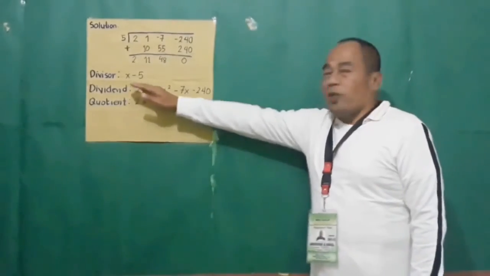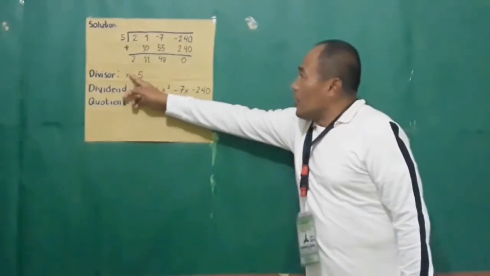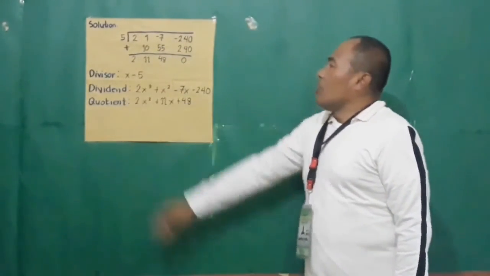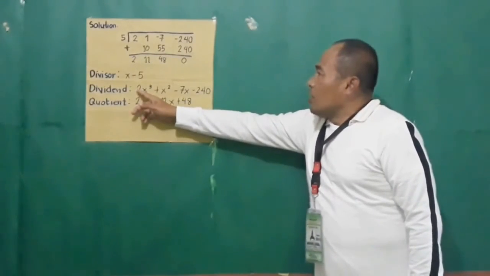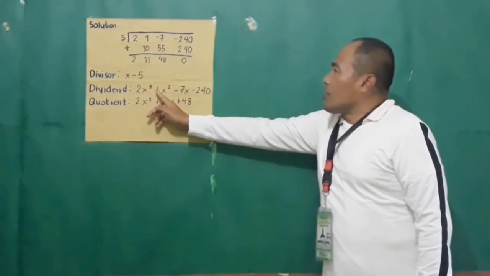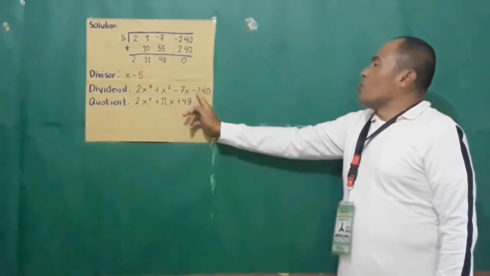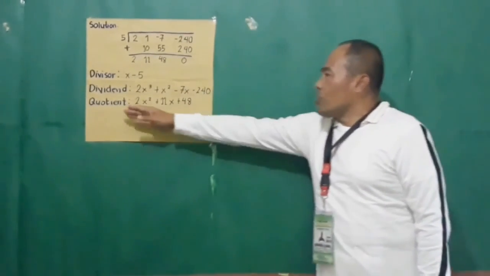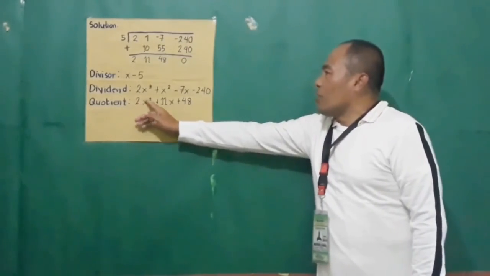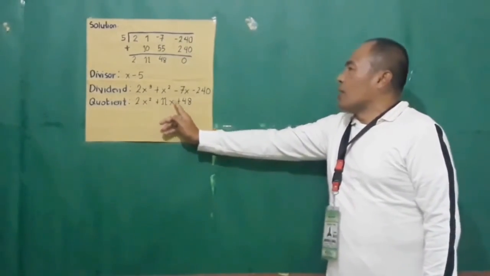Now to write in polynomial form, the divisor is x minus 5, and the dividend is 2x cubed plus x squared minus 7x minus 24, while the quotient is 2x squared plus 11x plus 48.